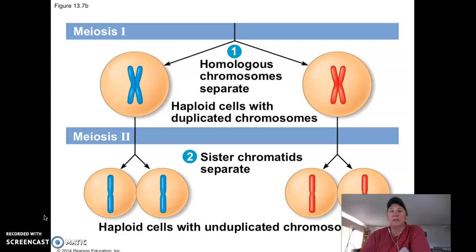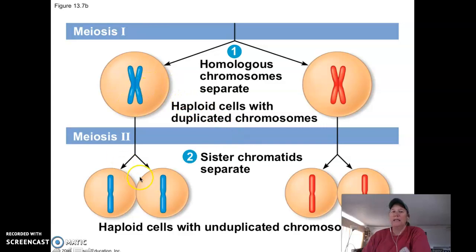So just to go through quickly, remember we talked about mitosis. They line up in the middle, they split in half, and each new cell gets half, and now you've got two new cells with the same amount of chromosomes. The difference between meiosis and mitosis is meiosis actually has two divisions, and there's no doubling right here, okay?